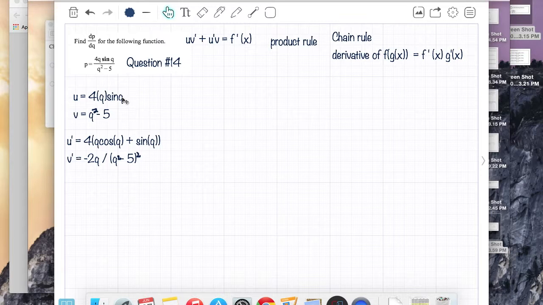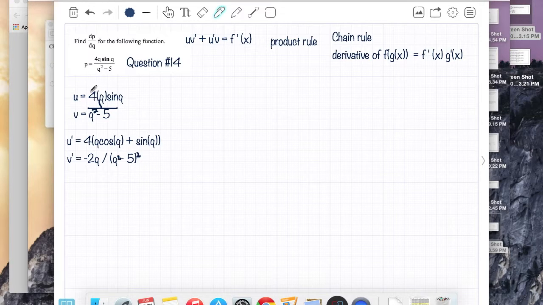Well, it's actually 1 over q squared minus 5, so that's actually an important thing to note. So let me just add that really quickly. So, yep. Anyways, so I already took the derivative of these because these are pretty trivial derivatives.